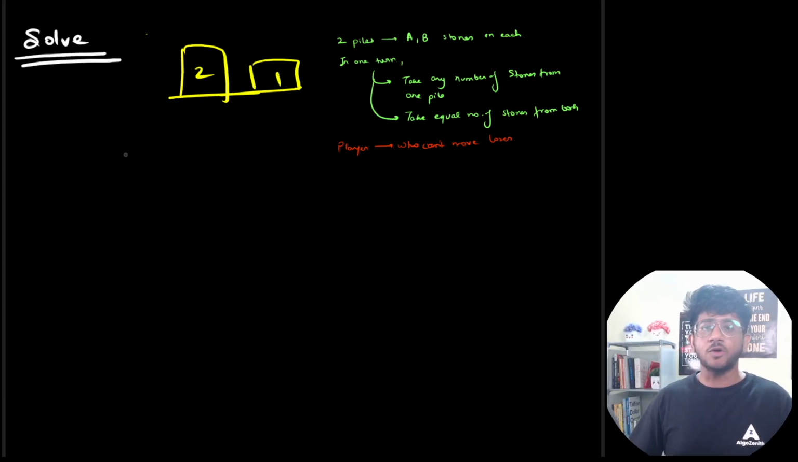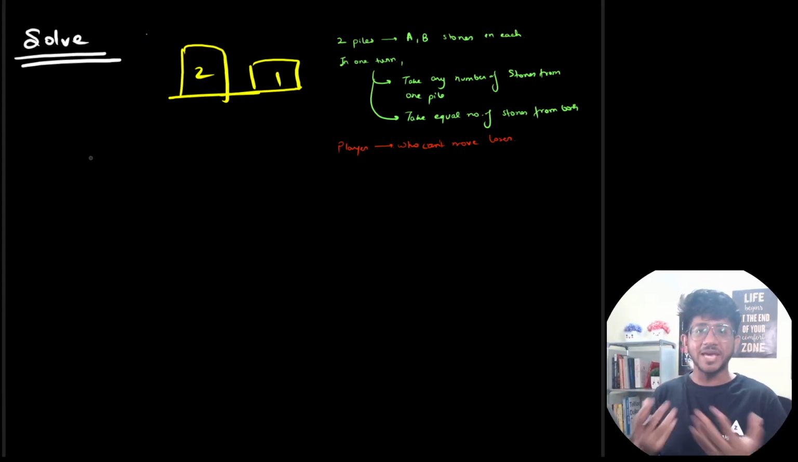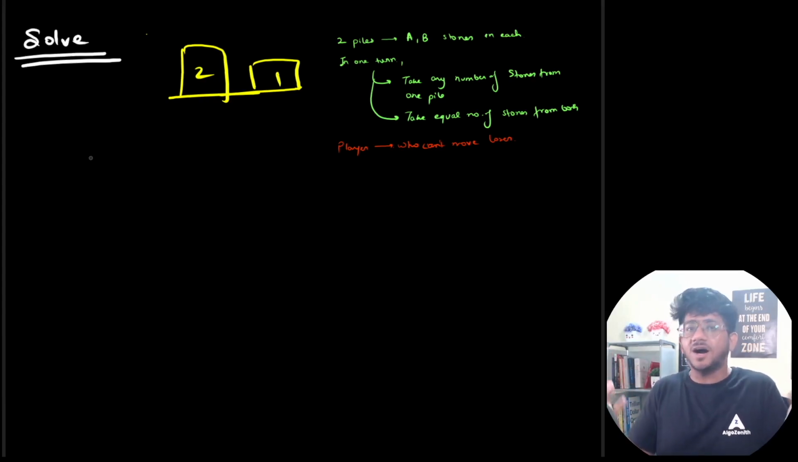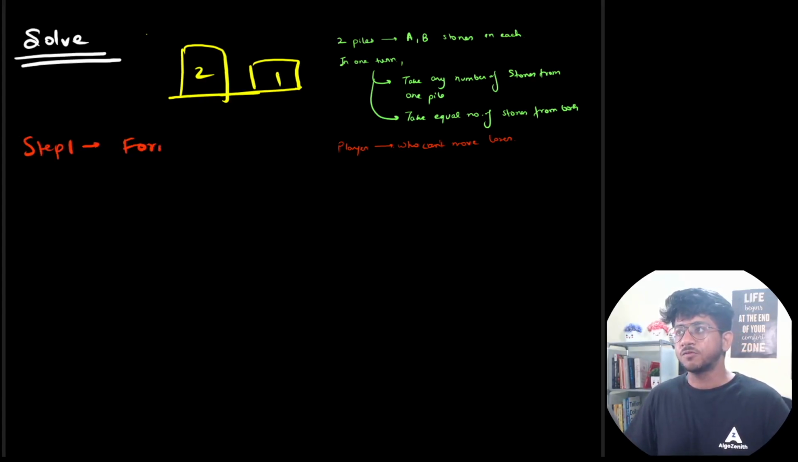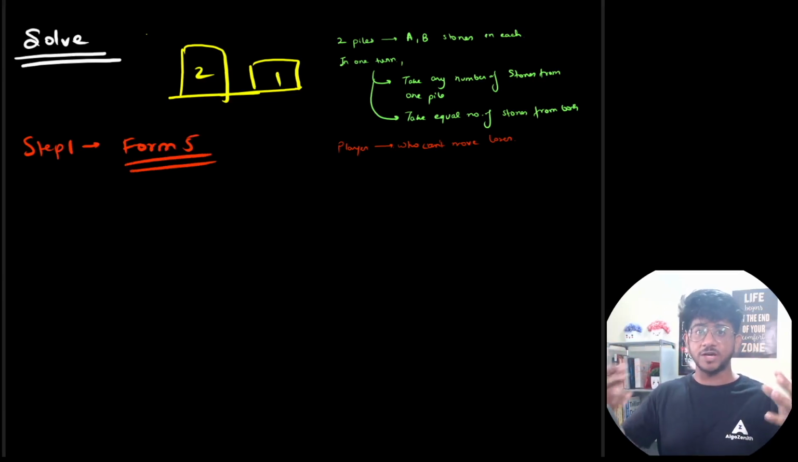So which form do you think this question would lie in? Since this is a two-player game, we are going to go into form 5, which is game DP. So step 1 of the framework is to find out the form. So this is form 5, game DP. We remember the structure of form 5: there is the state, we need to decide losing and winning, and depending upon what moves we have, can we reach a losing state or a winning state? Depending upon that, the answer will be computed.